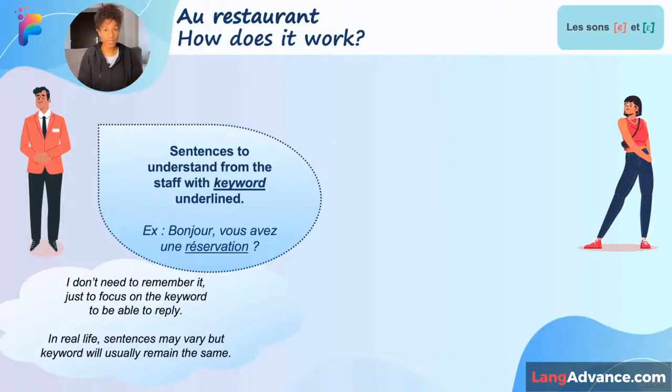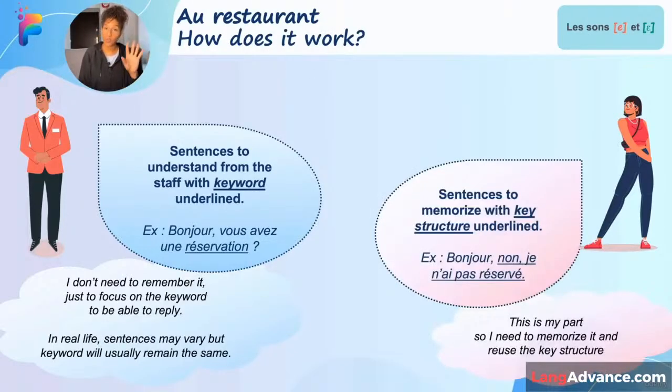So along this lesson, you will find the underlined words. Those are the ones that you should remember. Because in real life, sentences might vary. People might address you in different ways, but the keyword should remain the same. Now, when it comes to your section, the red one, you have sentences to memorize with key structure, and those ones will be underlined. So this is what you have to learn in order to be able to express yourself fully in French. So this is your part. You need to memorize it and reuse it as a key structure.